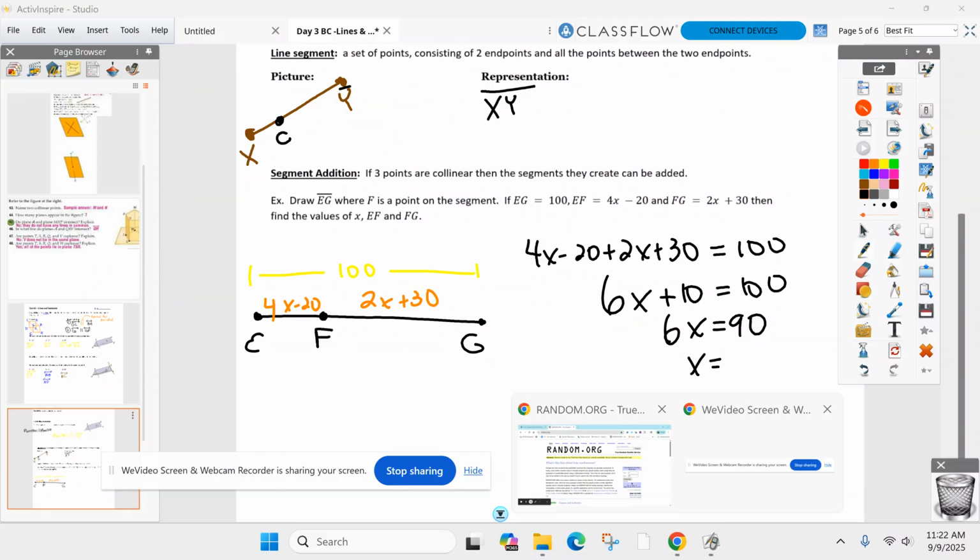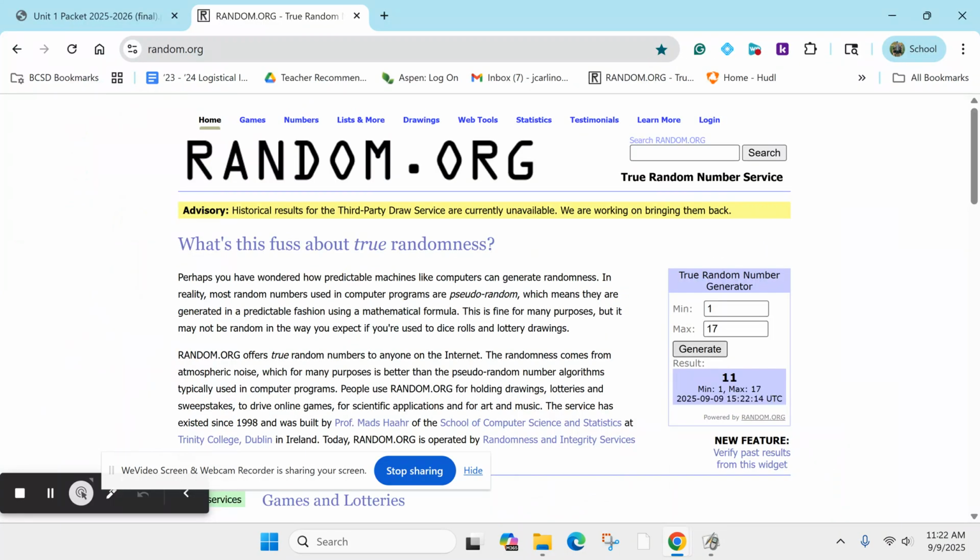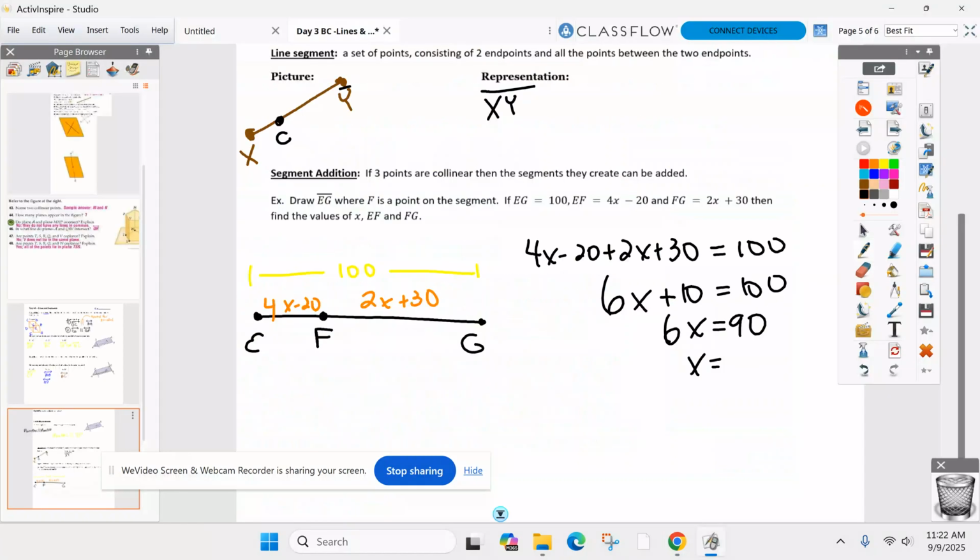When you have the value of x, let me know. Take your time, though. Fiona, when you have it, let me know. 15. Good. There's one job down. X equals 15. Next job, find the length of EF. And that's got to be an actual number, not 4x minus 20.